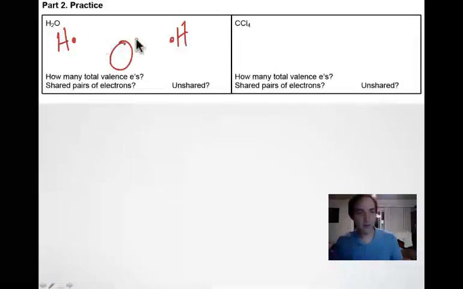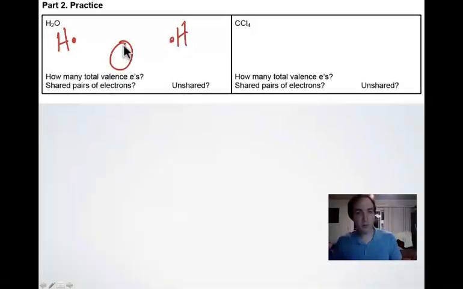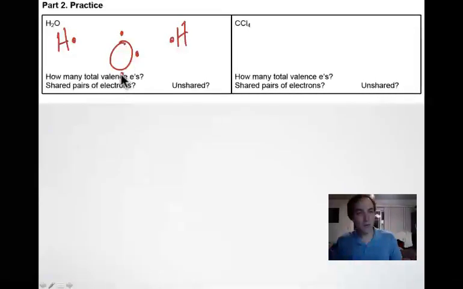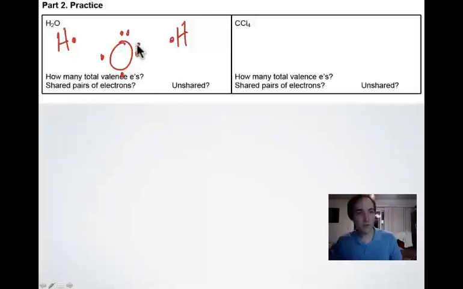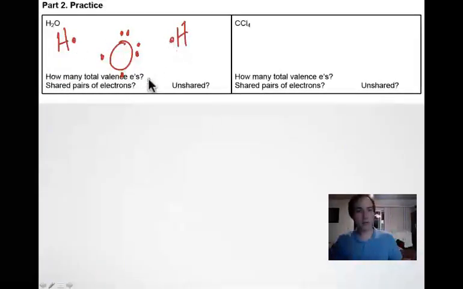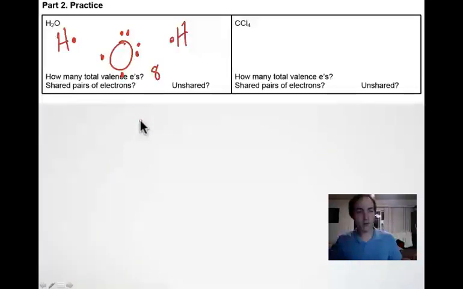You don't necessarily have to do it this way, but I'm doing it this way to make things a little bit easier and pretty for this first drawing. Oxygen has 6 valence electrons, so we're gonna go 1, 2, 3, 4, and we'll go 5 and 6. So 6 valence electrons, we've got our dots. How many total valence electrons do we have? We have 6 here, 7 and 8. So 8 valence electrons.